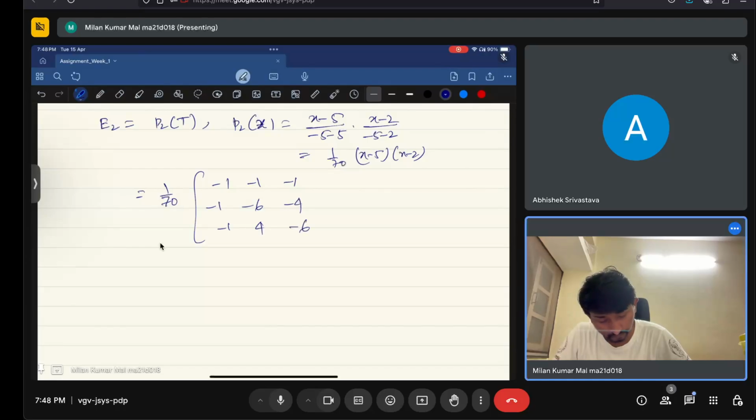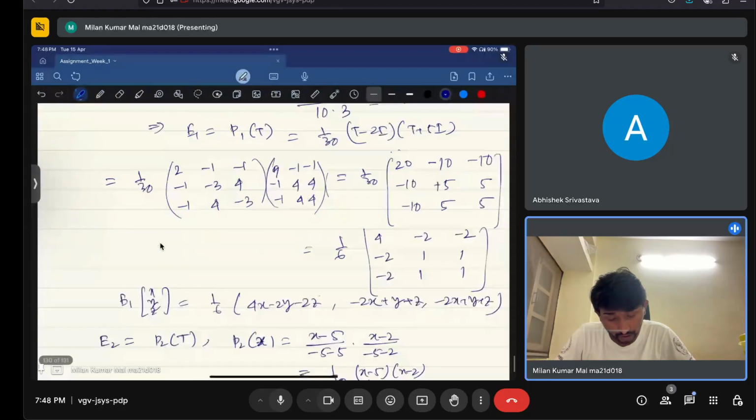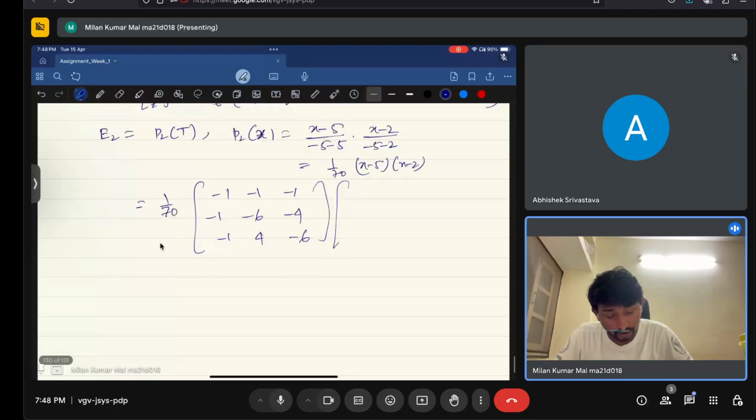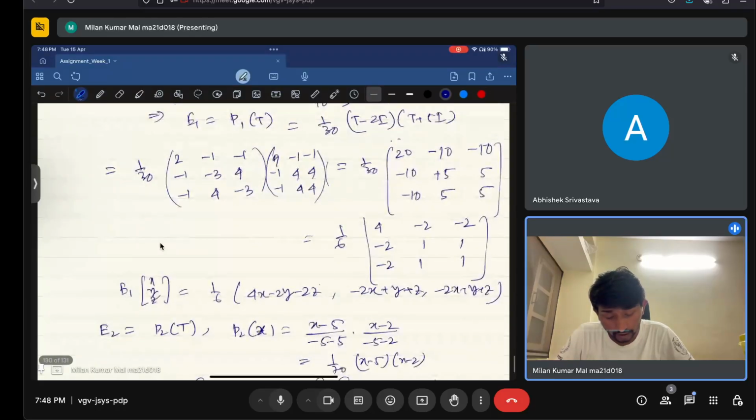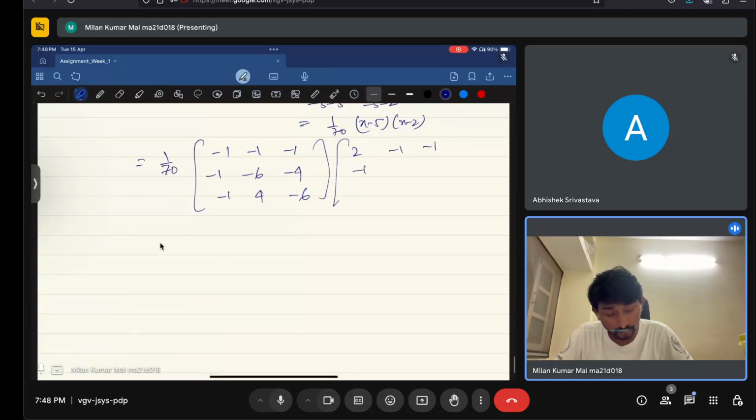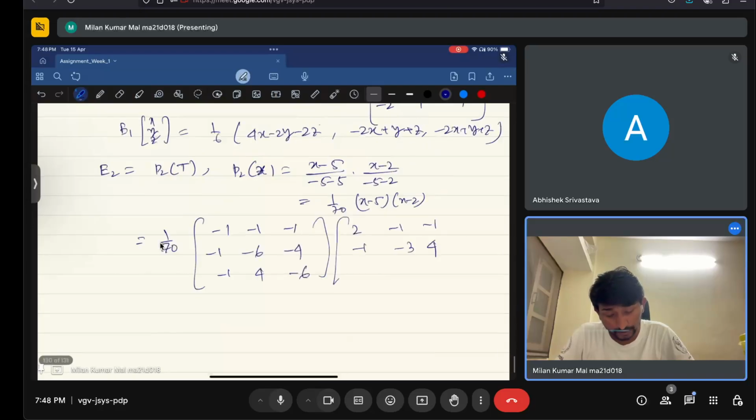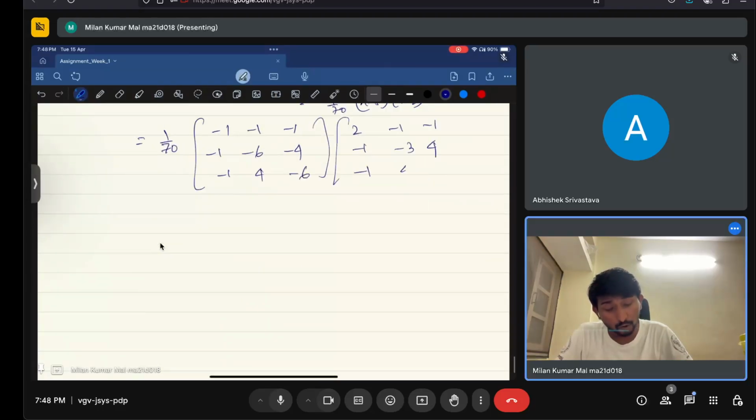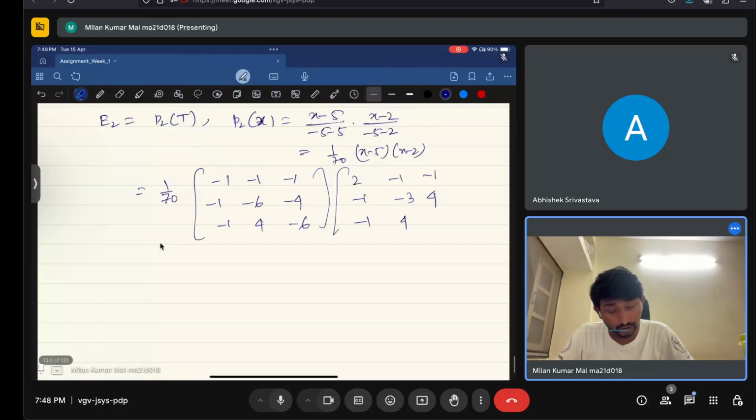Okay, this one with 2 will subtract, and if 2 is subtracted, then it will be 2 times identity, this matrix: 2, minus 1, minus 1, 2, minus 1, minus 1 and minus 1, minus 3, 4, minus 4, minus 1, minus 3, 4, and next is minus 1, 4 and minus 3. Okay, this is the thing.